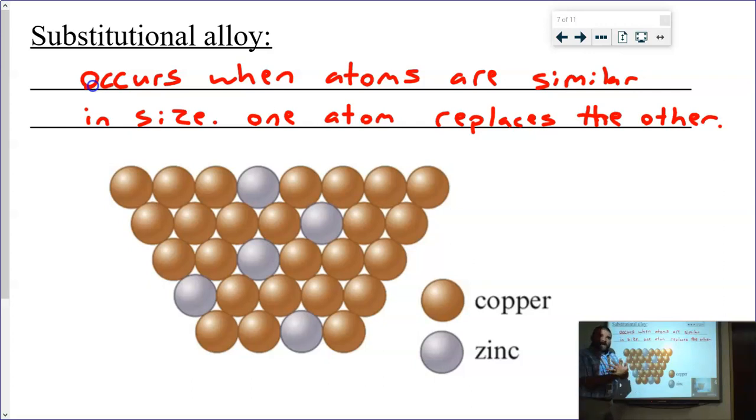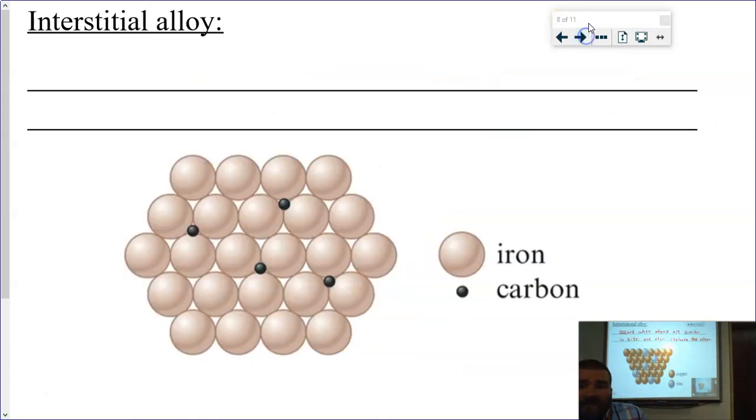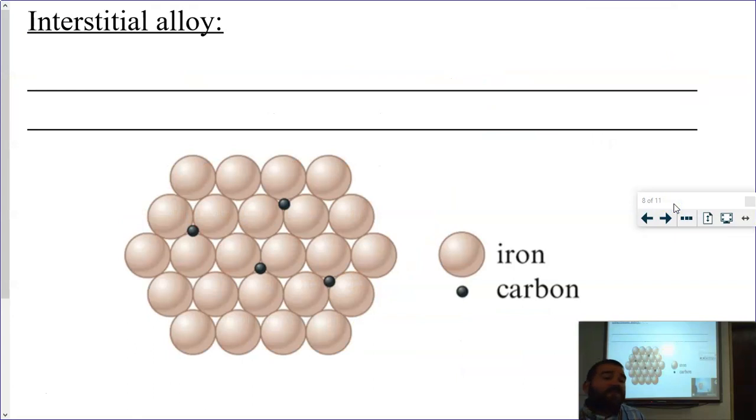So when I mix copper and zinc together, I can create what's known as a substitutional alloy. Essentially, if this were pure copper, right, these 5 silver ones that I have here would all be the same coppery color. But when I introduce zinc, the zinc atoms more or less just replace the existing copper to create an alloy. All right? Another type of alloy that you need to know is called interstitial.